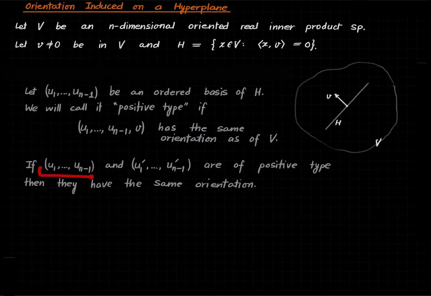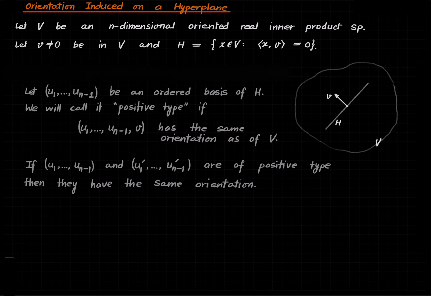If you pick two positive type ordered bases of the hyperplane H, then we claim that they have the same orientation. Similarly, if you pick two things of negative type, what is negative type? Any ordered basis that is not of positive type is negative type. So the same statement can be made about negative type bases: you pick two negative type bases, they will also have the same orientation. And a positive type and a negative type will have opposite orientations. But let's first focus on this much.